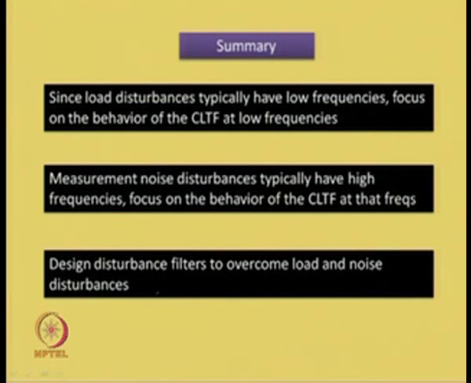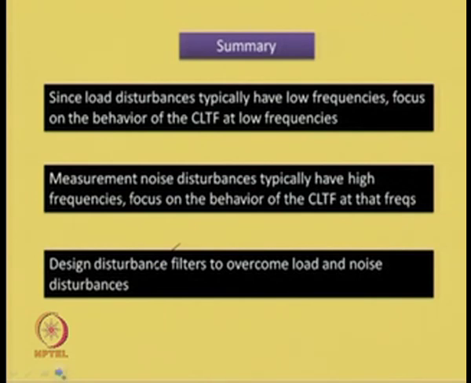Now, disturbance rejection filters can overcome both load and noise disturbances if designed suitably, but often it is desirable to design 2 degree of freedom controllers for many closed loop systems to overcome the ill effects of both sorts of disturbances, not only measurement noise input to the system, but also the static load input to the systems, by designing suitable filters.